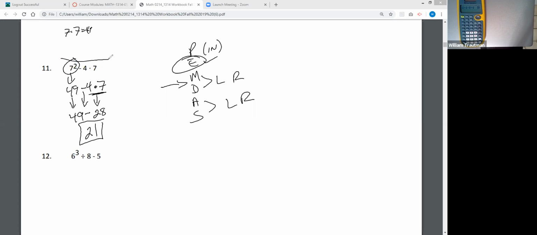So if you type this straight into your calculator like that, you should get 21. Somebody verify it. And if I got something wrong, you better let me know.